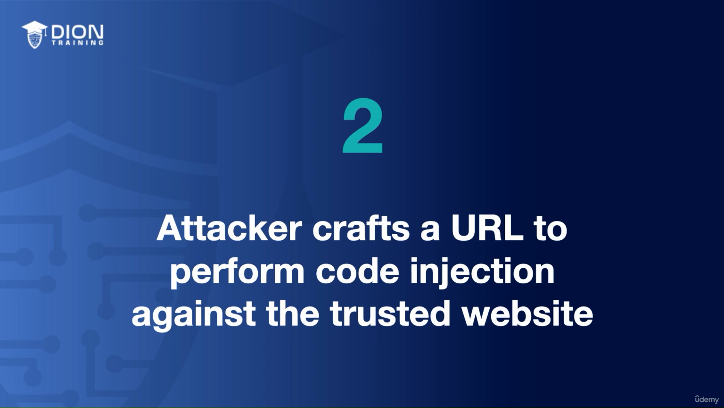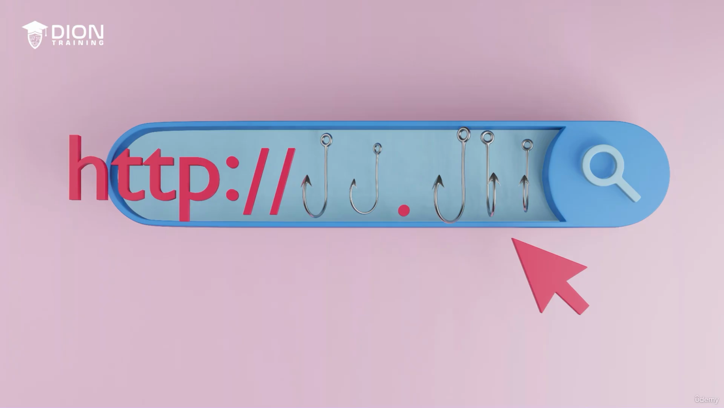Second, the attacker crafts a URL to perform the code injection against that trusted website. At the same time, the attacker needs to get somebody to click on that maliciously encoded URL. So they might post it to a trusted website, embed it in an email message using a phishing campaign, or post it to an online forum. The goal here is that the attacker needs to get somebody to click on that encoded URL.